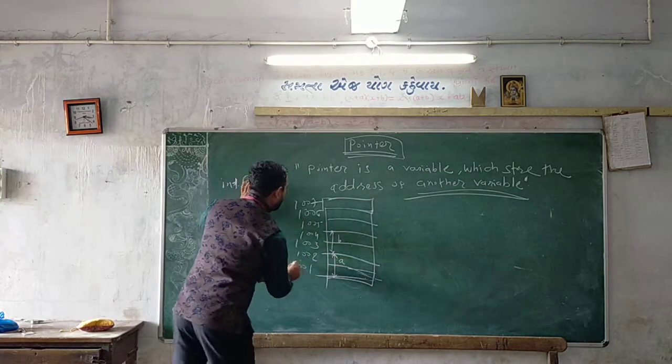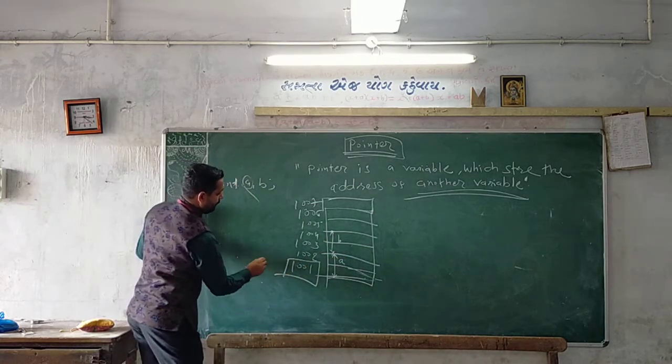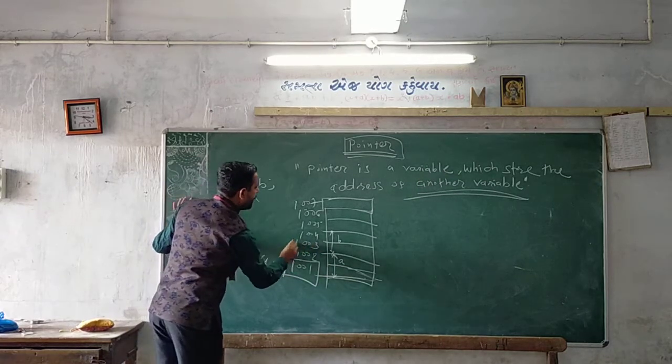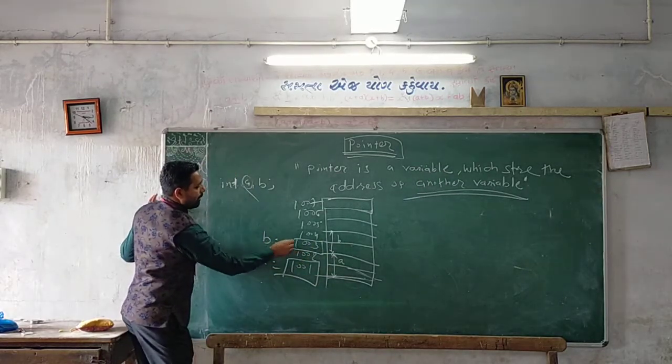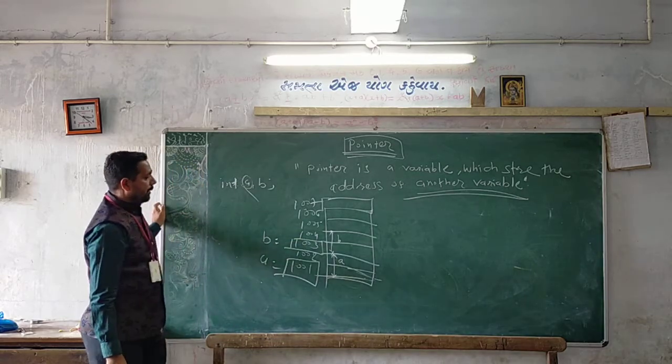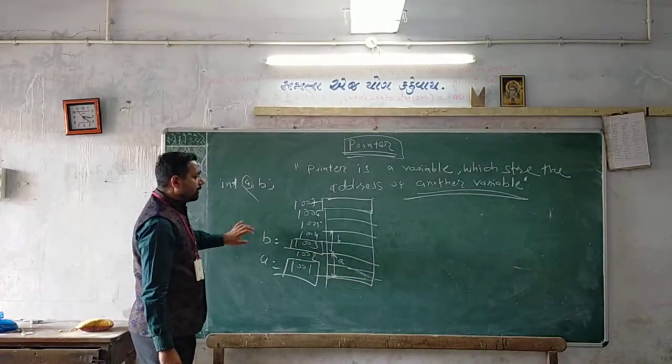So the address of a is 1001. The address of b is 1003. So that is the self address.